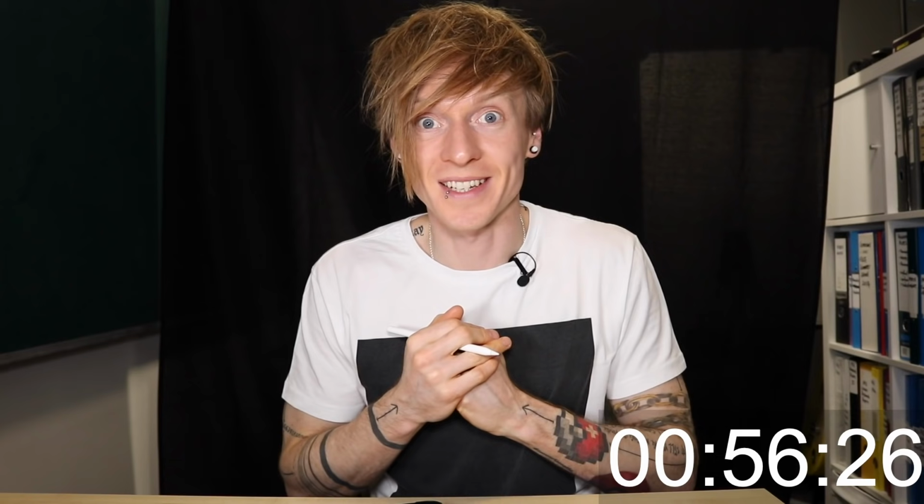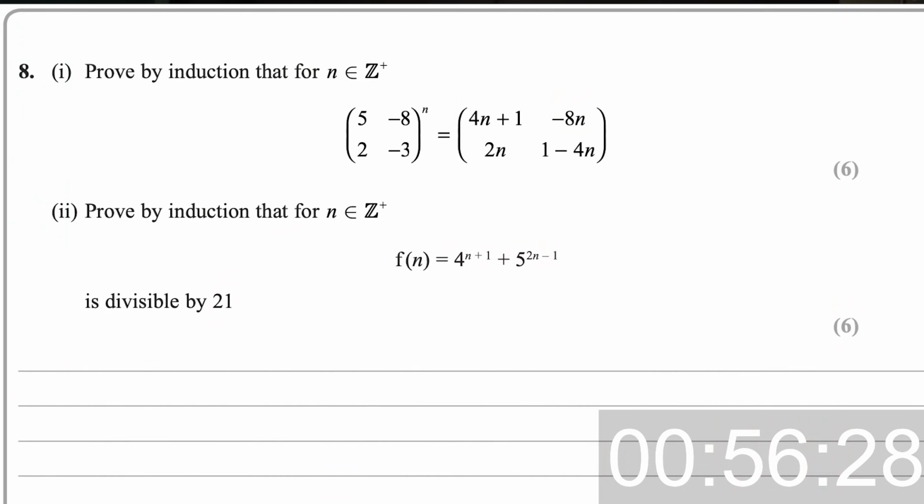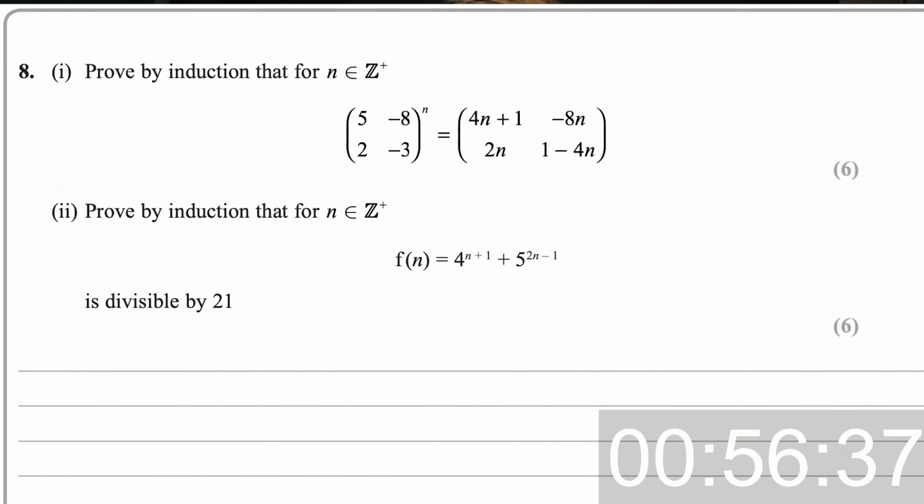All right, question 8. Ooh, induction. This will be fun. Hey, bit of proof. Forgot we did this at A-level. Right, proof by induction, this matrix formula. Love it. Okay, so number 1.